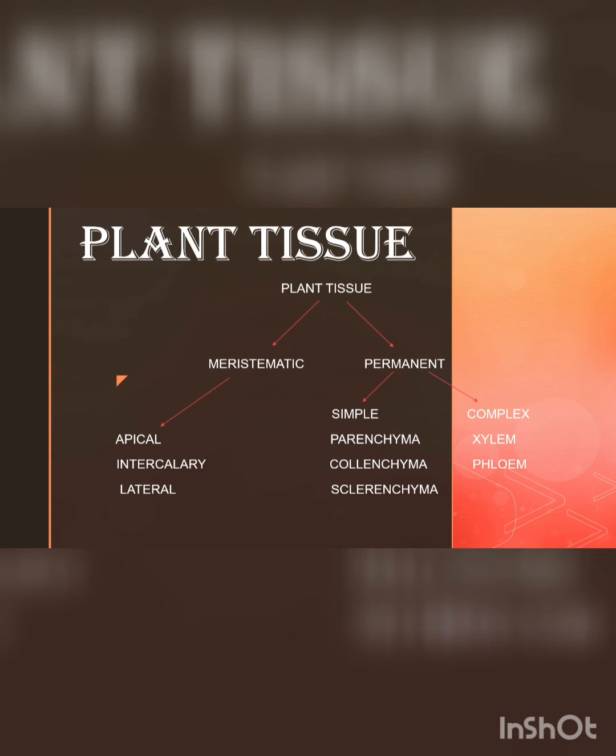So here we'll start with your plant tissues, which majorly divided into meristematic tissue and your permanent tissue. Okay. So in meristematic we have three kinds. One is apical, intercalary and lateral. And in permanent we have again subdivided into two kinds. One is simple permanent tissue and complex permanent tissue. Okay. In simple we have three kinds: parenchyma, collenchyma and sclerenchyma. In complex we have two, that is xylem and phloem.